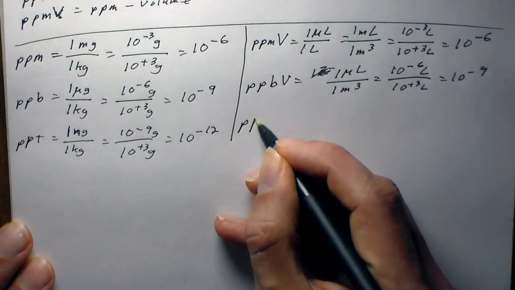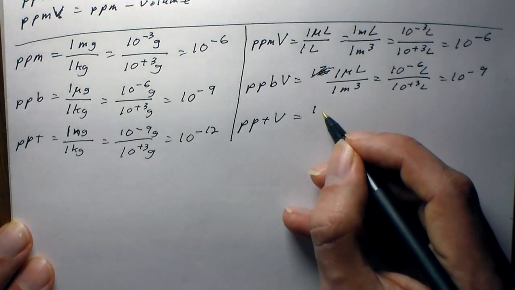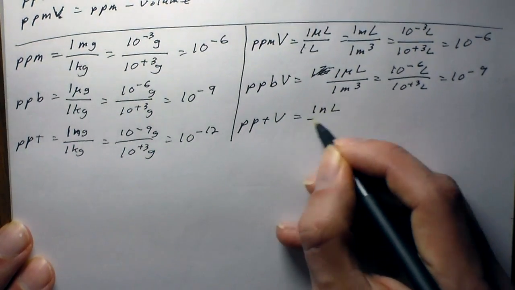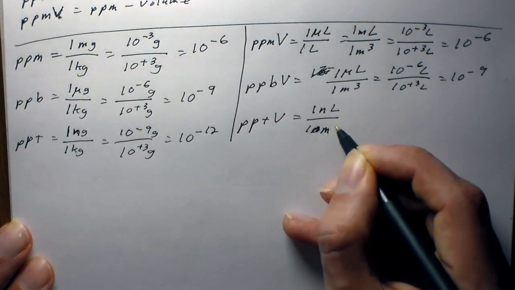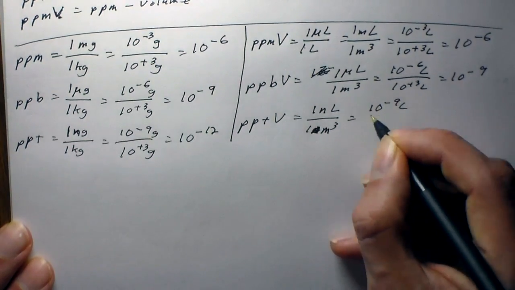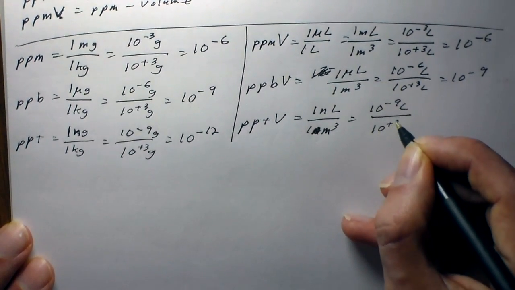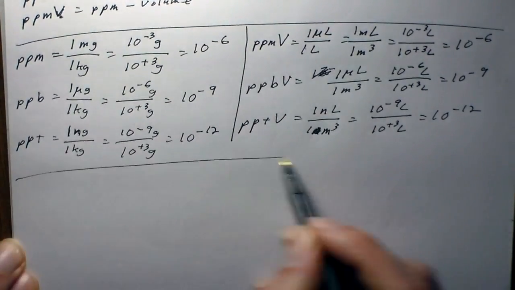And then we could do parts per trillion by volume, and that would be 1 nanoliter per cubic meter, which is going to be 10 to the minus 9 liters per 10 to the plus 3 liters, which is 10 to the minus 12.